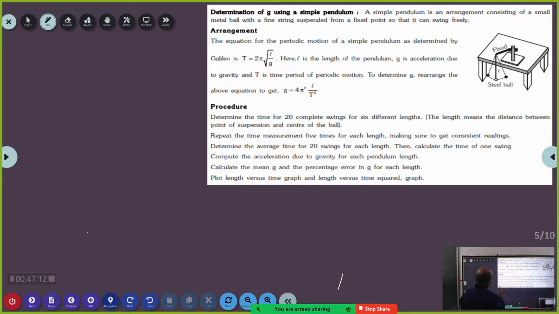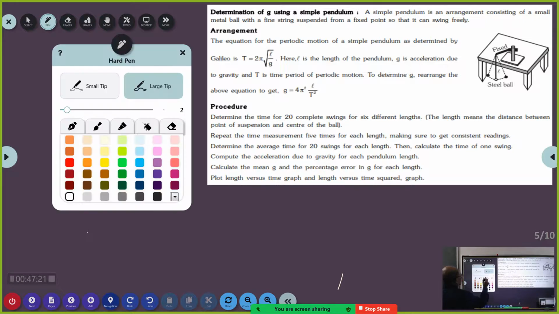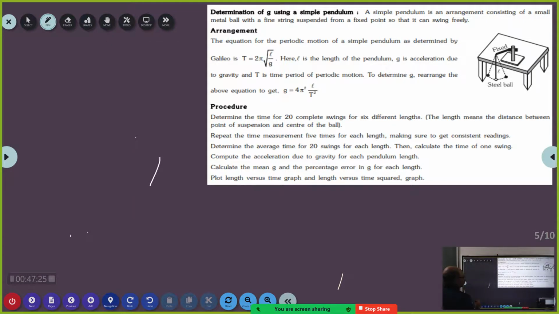Plot the length versus graph and length versus time squared graph. This is precisely what you are going to do. Calculate G and the percentage error in G for each length. Compute the acceleration due to gravity for each pendulum length. Determine the average time for 20 seconds.